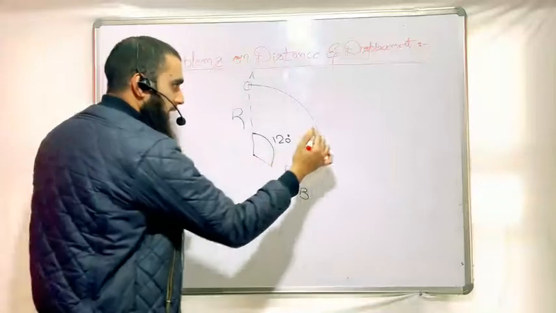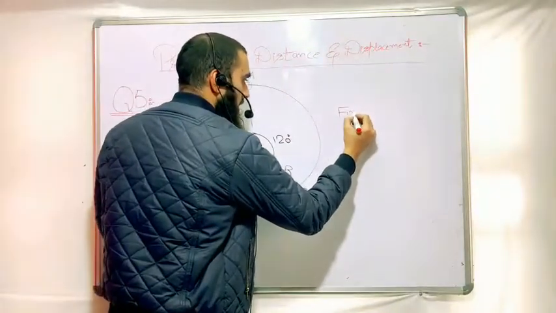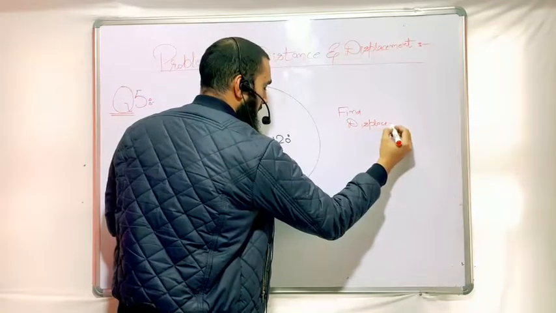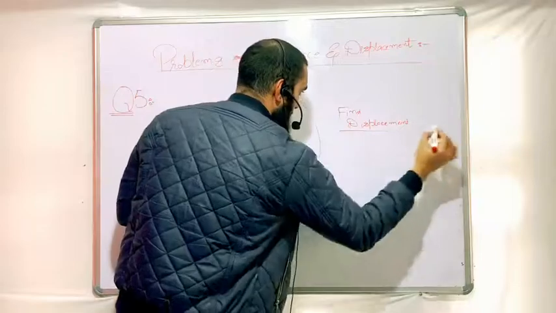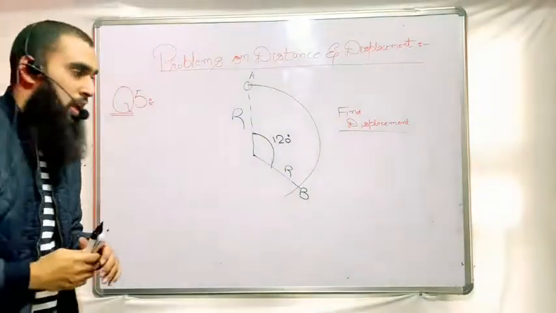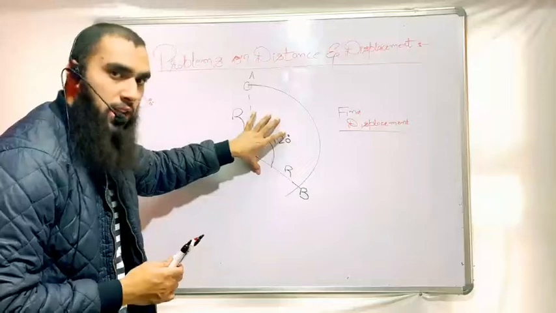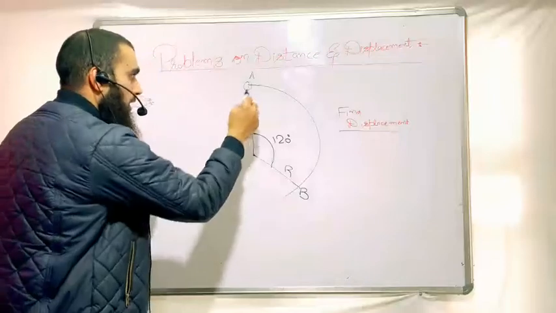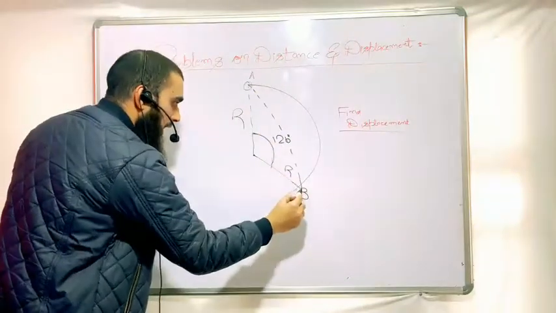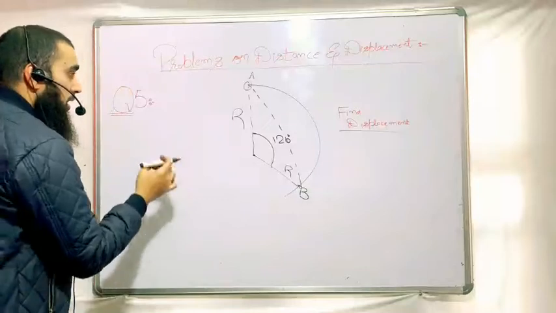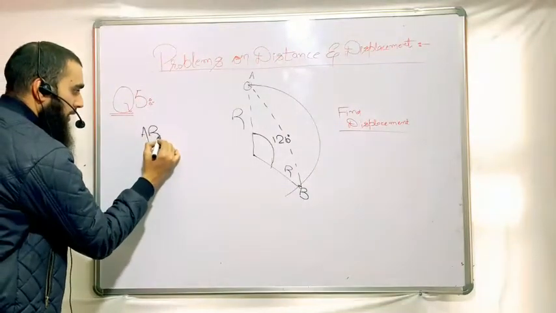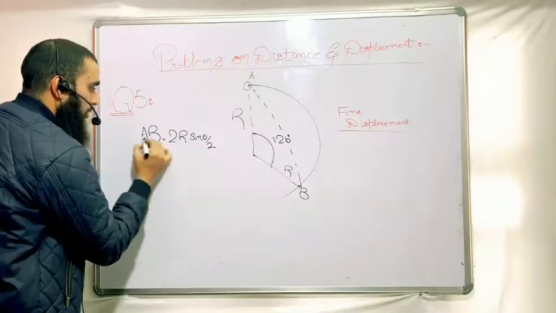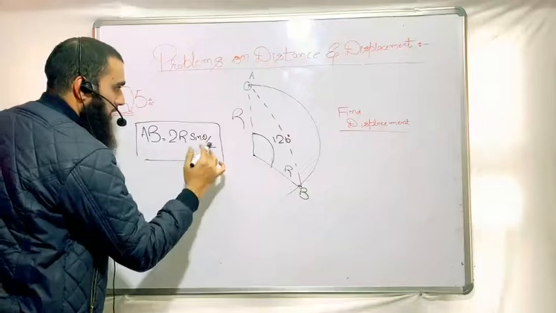The question is to find the displacement. Note it down from today onwards. In this type of question, where some angle is subtended at the center, the displacement will be simply the shortest distance between A and B, that's the chord AB. This chord AB, or displacement AB, will always be equal to twice r sine of theta by 2. Note down this important formula for this type of question.